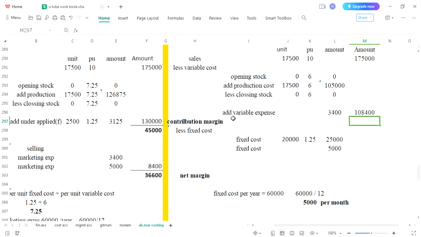It's time to calculate contribution margin, which is the difference between variable cost and sales. Amount of sale 175, you will subtract variable cost 108. This way you have calculated your contribution margin.